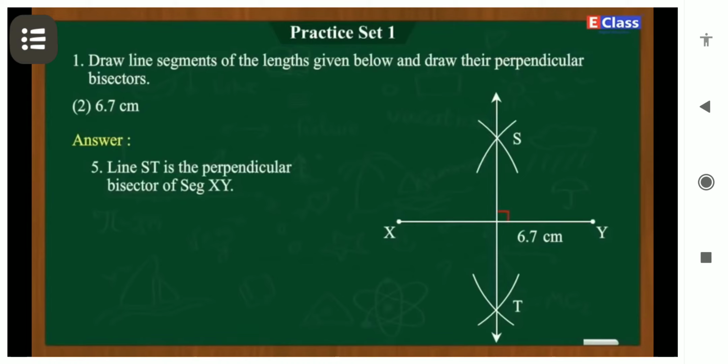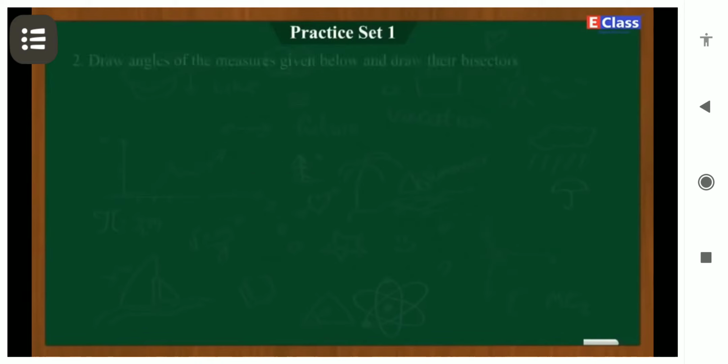Students, I have solved the 2 sub-questions of the first question of the practice set. Now you have to solve the remaining sub-questions personally for better practice. Now students, let's solve the second question of this practice set. Question number 2. Draw angles of the measures given below and draw their bisectors.